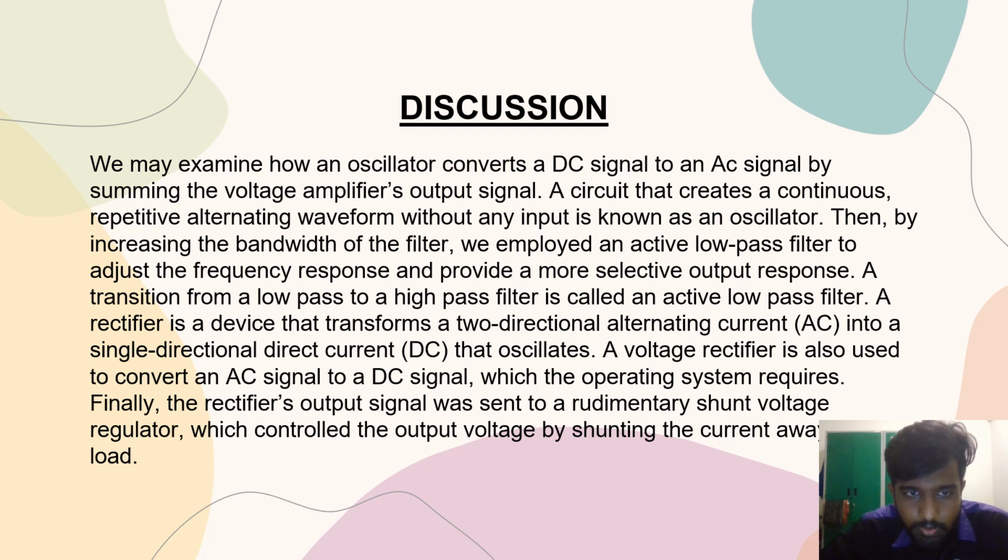A rectifier is a device that transforms a two-directional alternating current AC into a single directional direct current DC. A voltage rectifier is also used to convert an AC signal to a DC signal, which the operating system requires. Finally, the rectifier's output signal was sent to a rudimentary shunt voltage regulator, which controls the output voltage by shunting the current away from the load.